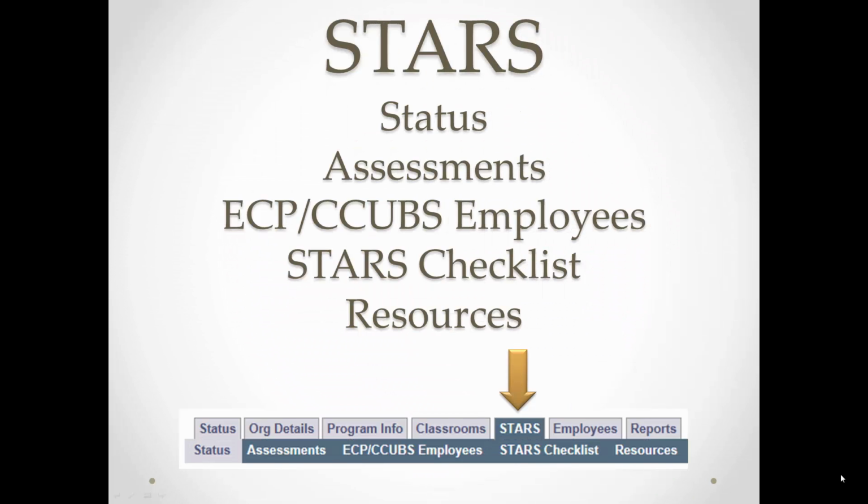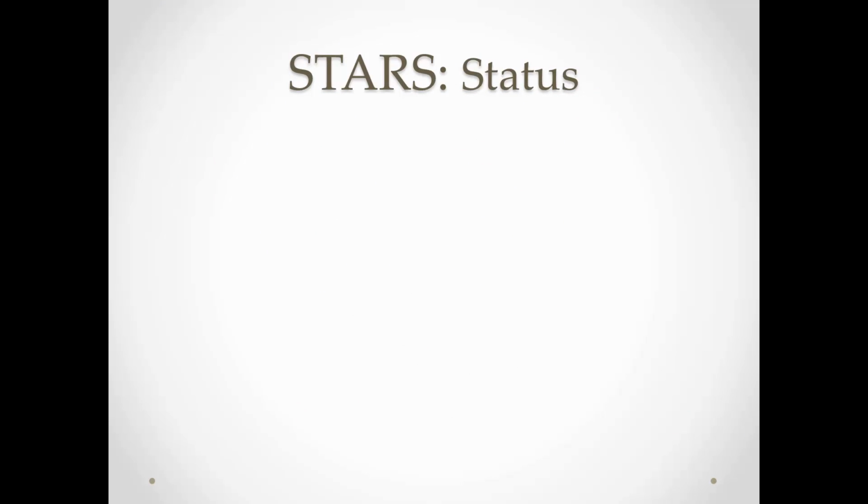The STARS tab has 5 subtabs: Status, Assessments, ECP Cubs Employees, STARS Checklist, and Resources. Let's start at the Status subtab. For the most part, the information on the Status subtab is not editable.